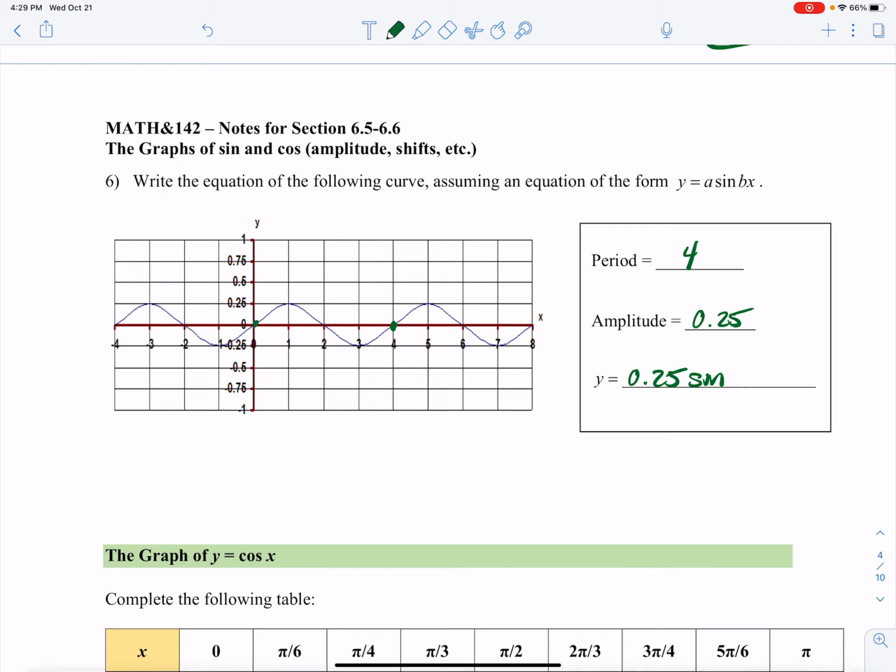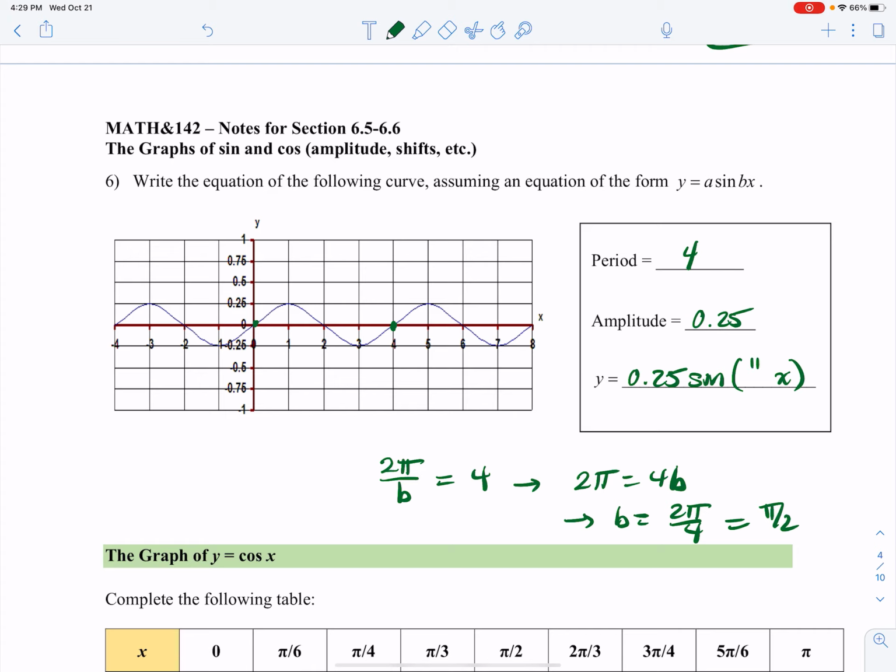Now, I need to know what I'm multiplying by x. Well, I know that 2 pi over b is the period of the graph, and in this case I want the period to be 4. If I multiply both sides by b, I get 2 pi equals 4b, which means b is equal to 2 pi over 4, which is pi over 2. And there we have it. There is the equation of the graph that's in the picture.